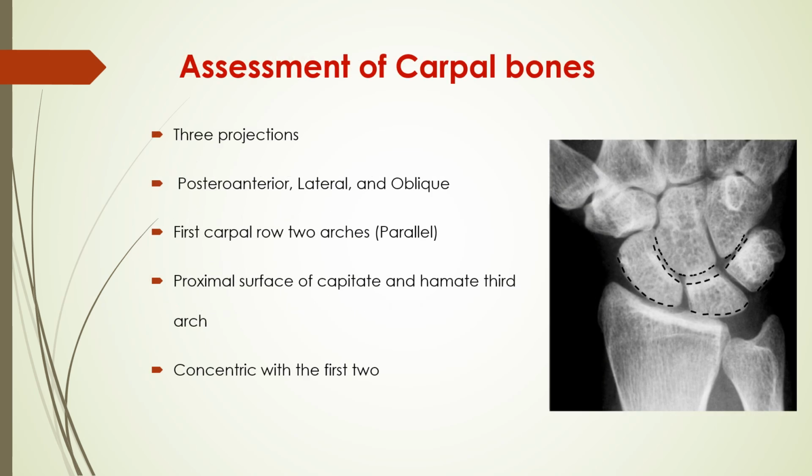For assessment of carpal bones, we again require at least three views: posterior-anterior, lateral and oblique. You can see the first carpal row will form two parallel arches, the first arch and second arch. And then the proximal surfaces of the capitate and hamate will form the third arch. So these three arches are usually parallel in the normal scenario.